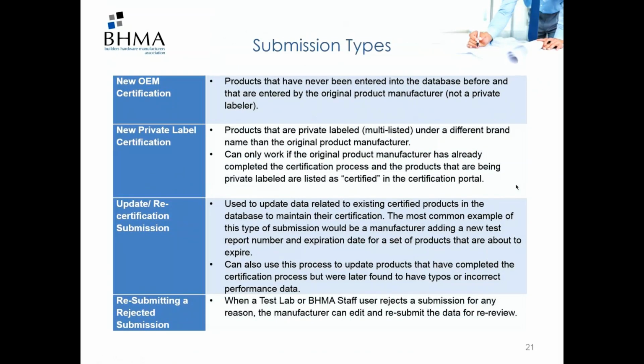But before I do that, I wanted to talk about the different types of submissions that we had to create in order to make this system work for what BHMA needs. So we have four basic types of submissions, the first being a new OEM certification. This new submission is basically a set of products that have never been entered into the database before and that are entered by the original product manufacturer.